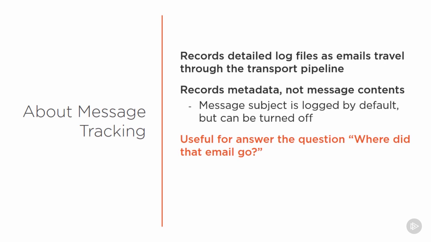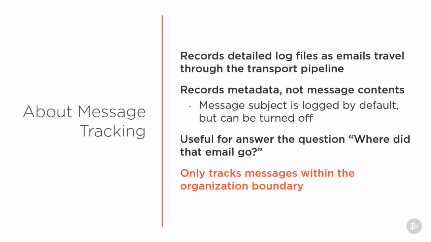Message tracking is useful for answering the question, where did that email go? For example, when someone sends an email but the recipient never received it, or when someone hasn't received an email that they are expecting to receive. Now, obviously, message tracking can only track emails to the boundary of your organization. Once an email leaves your organization, message tracking will record no details about what happens afterwards. At best, you can look at the protocol logs on your send connector and verify that the SMTP connection was accepted by the other party, but nothing beyond that.